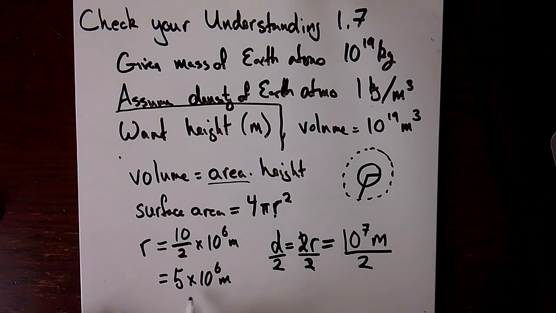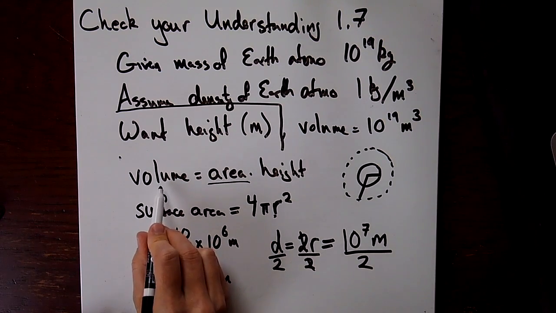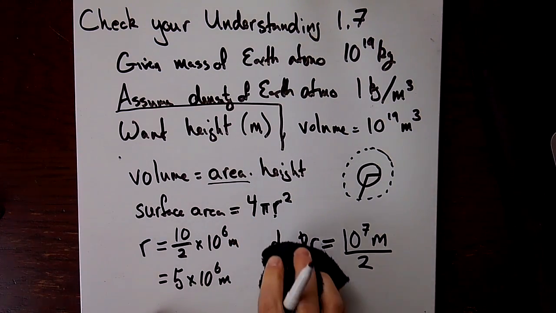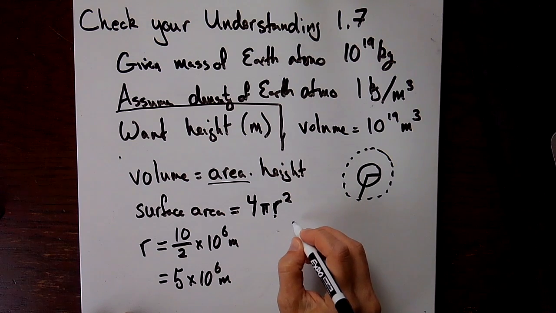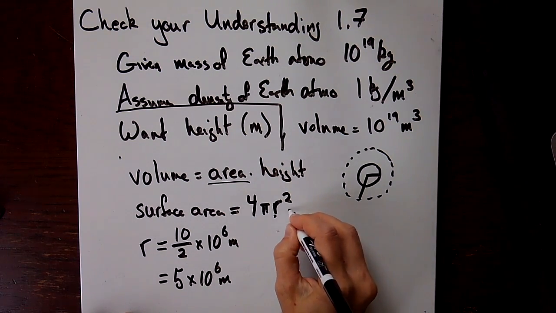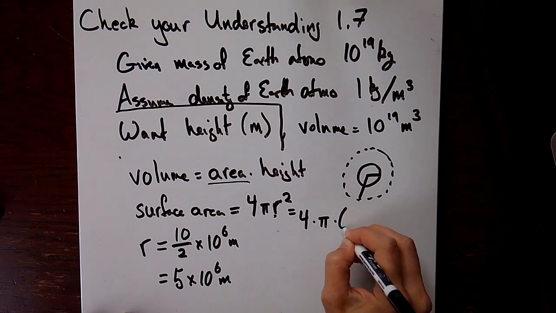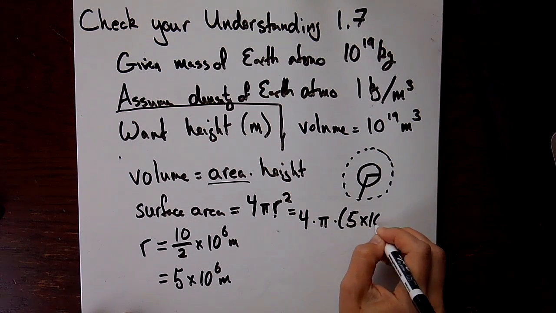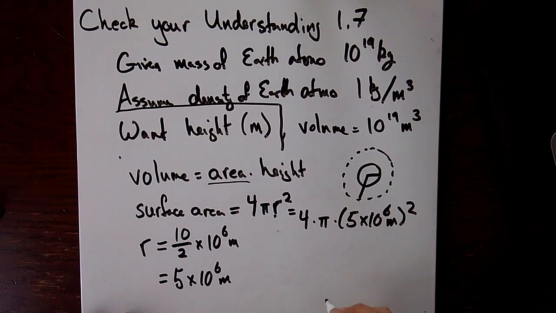All right, so now we have the radius, so we can plug it in here so we can get the surface area. If we have the surface area and we've got the volume, we can get an estimate for height. All right, we're well on our way. Okay, well, surface area, that is going to be 4 times pi times 5 times 10 to the 6 meters squared.